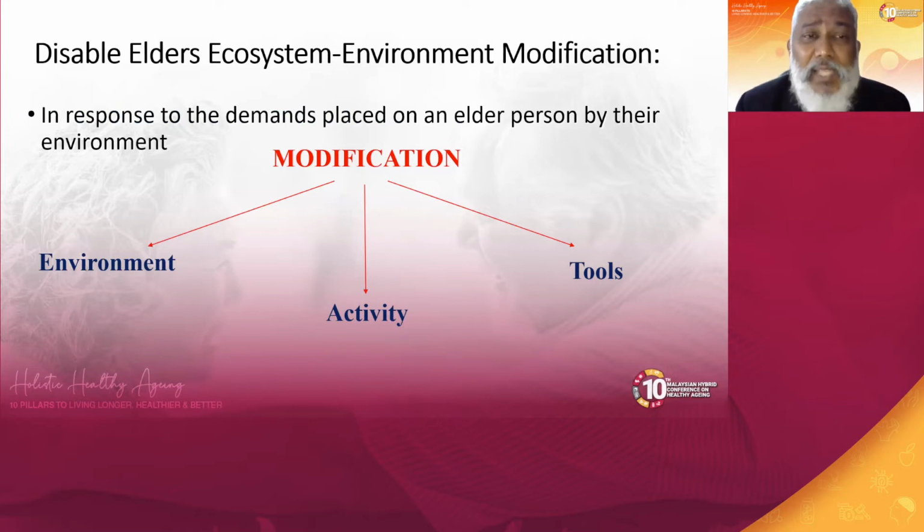When talking about disabled elders ecosystem and environmental modification, what modifications can be done in response to the demands placed on an elderly person by the environment? We can modify the environment the person is staying in, or the activities they are doing. We can change the way they do the activity, or sometimes we can introduce or modify the tools they are using, like the spoon, the cups, their bathing equipment, and so on.